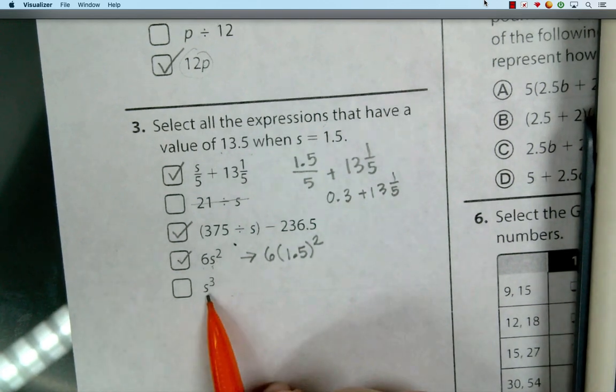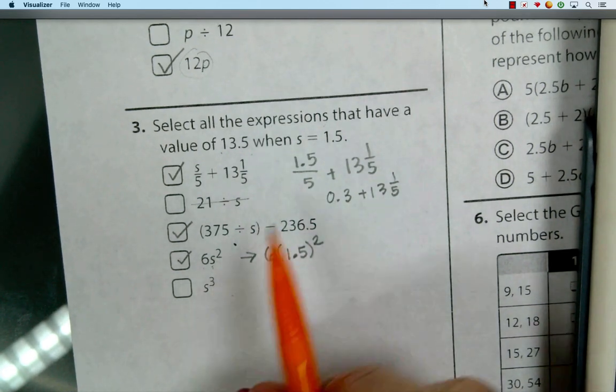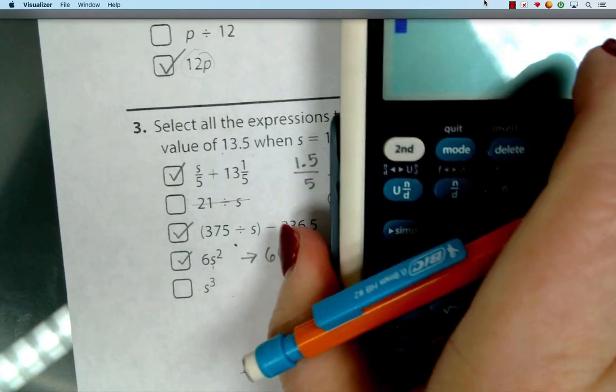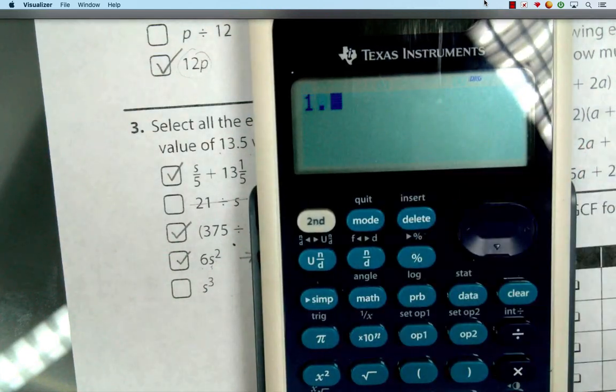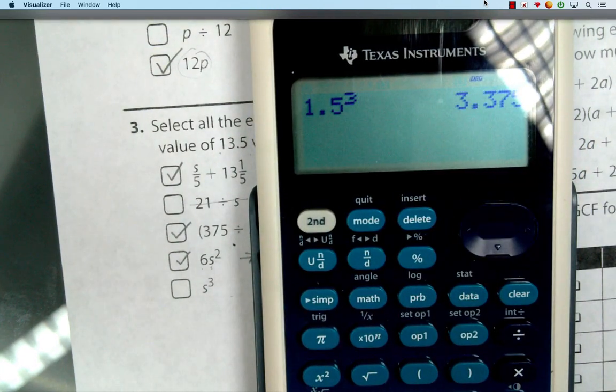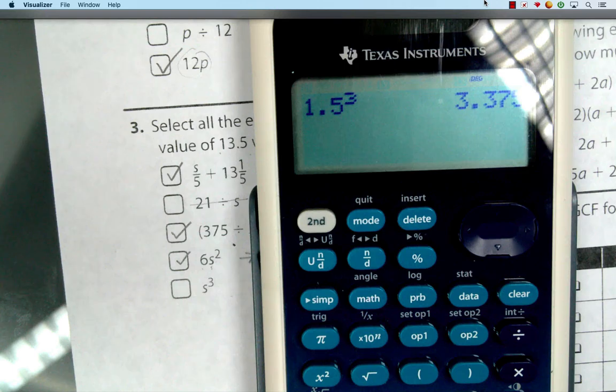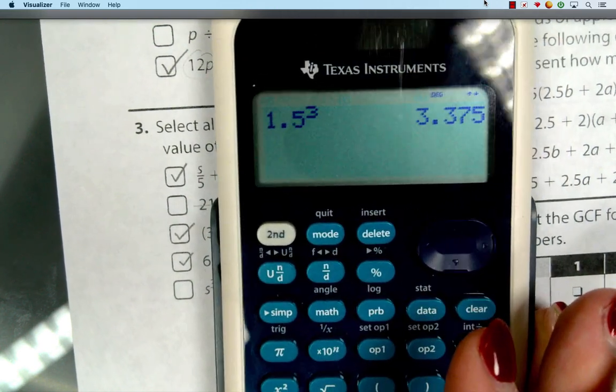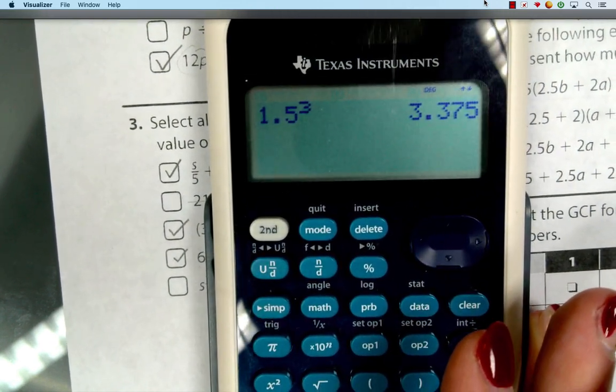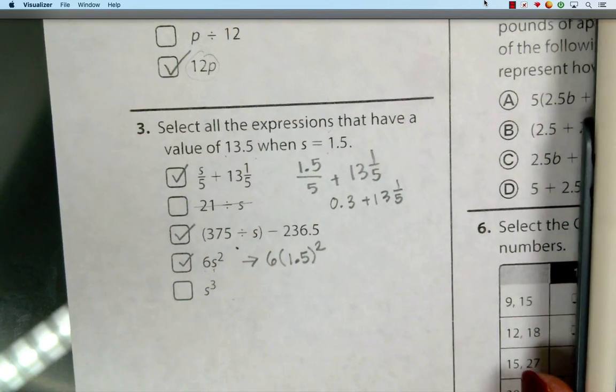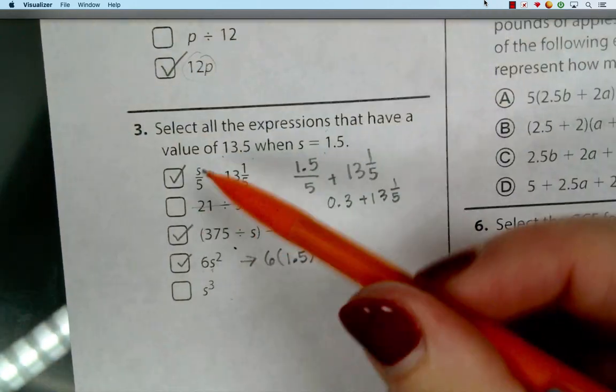But let's do one more. S to the power of 3. So 1.5 to the power of 3. And I get, ooh, that's yucky. That is not 13 and 1/2. That is 3 and 375 thousandths. So that is not a choice. So in this particular example, there are 3 choices.